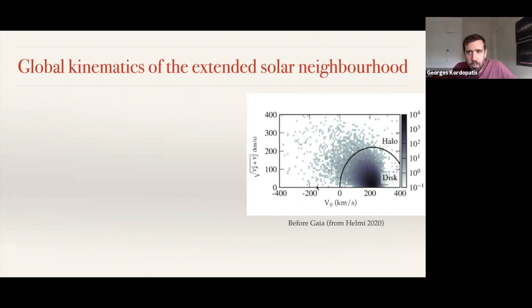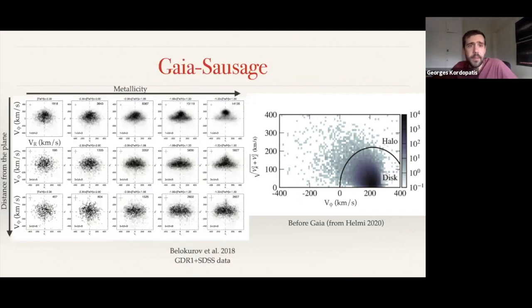And before Gaia, this was what we had. You could see that you had the bulk of the stars here orbiting at around 220 kilometers per second, which is the value of the local center of rest, which is basically the stellar disk. As you were moving towards lower velocities, you were reaching the halo regime, where you would also increase the vertical energy of the stars. And you would have also some retrograde stars present. So that was the situation before Gaia.